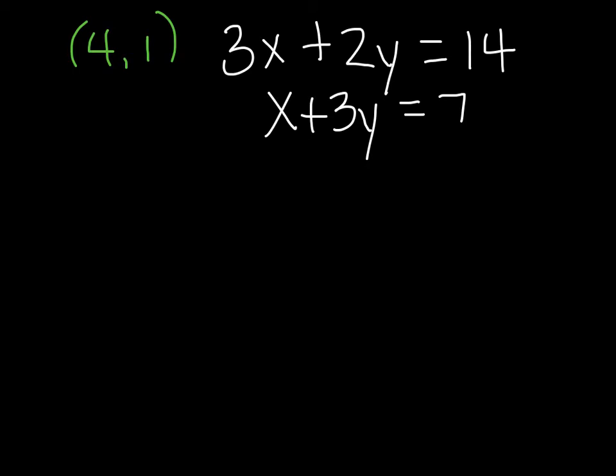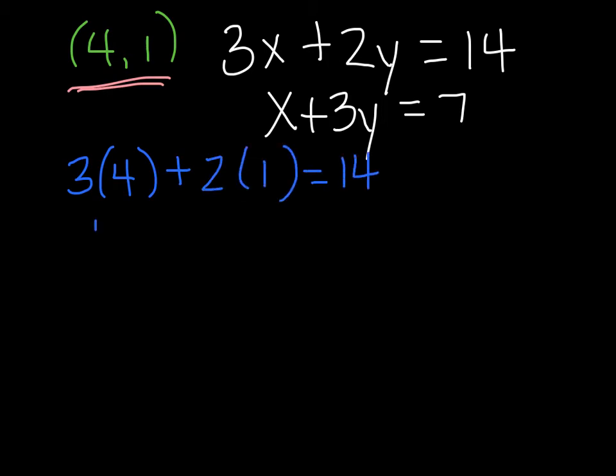Okay, so I rewrote my equations, and I have the solution that I think is correct, which would be (4, 1). So now we just have to test to make sure that that's the correct solution. So 3 times my x, which has a value of 4, plus 2 times 1 equals 14. So 12 and 2 balances with 14. And yes, 14 does balance out with 14.